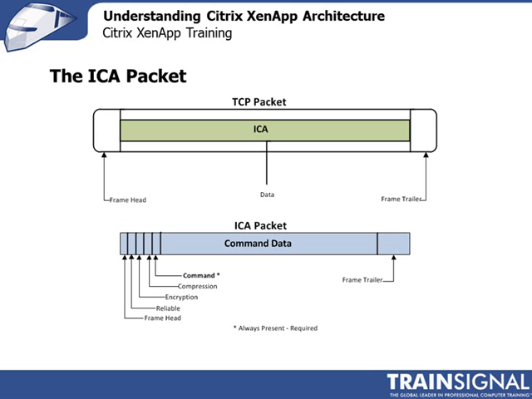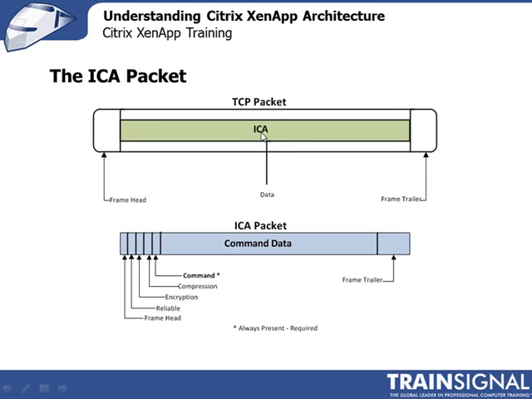So let's take a look at the ICA packet. You'll notice here that I have two drawings. You have the ICA packet, which is wrapped into the TCP packet, because this is the transport, right? So ICA is a TCP protocol. It uses the TCP protocol to transport its data. So this is what the packet would look like once it is encapsulated within the TCP packet, for those of you that want to know.